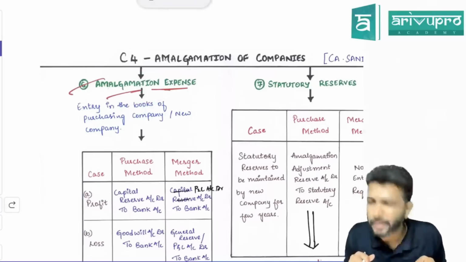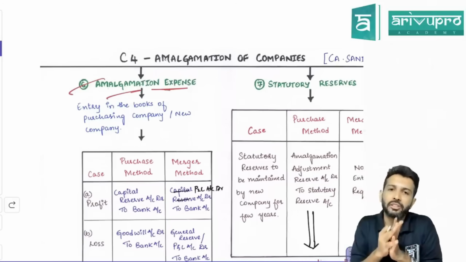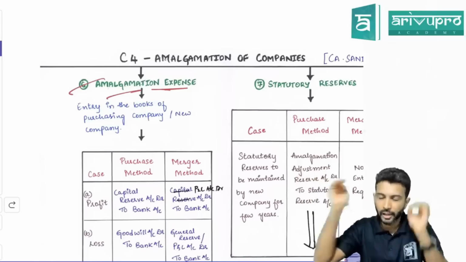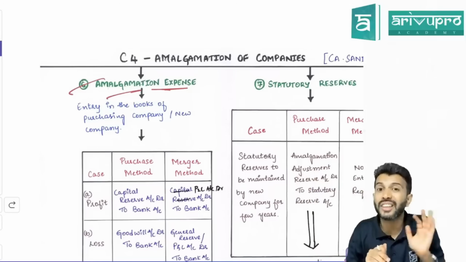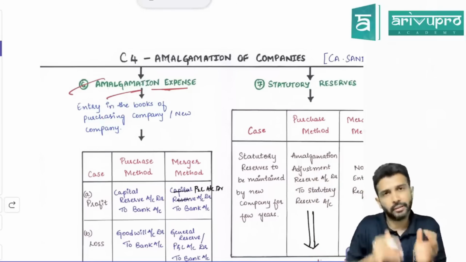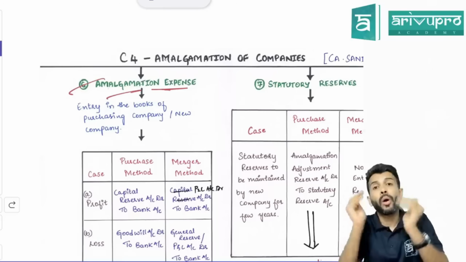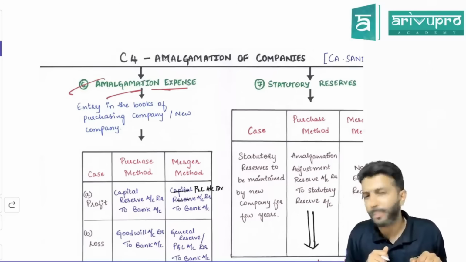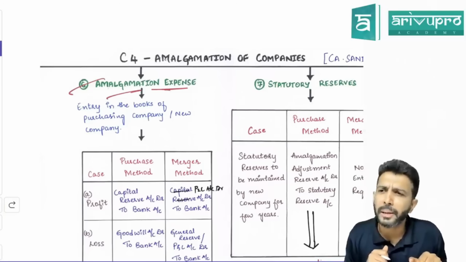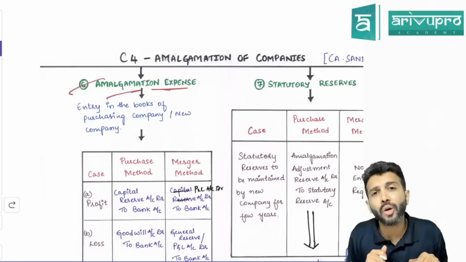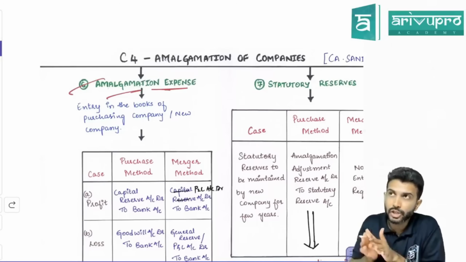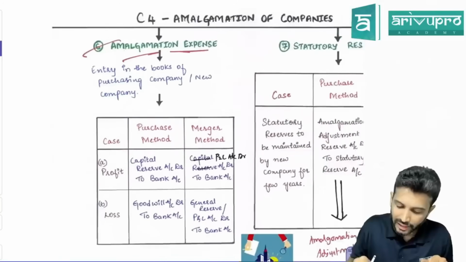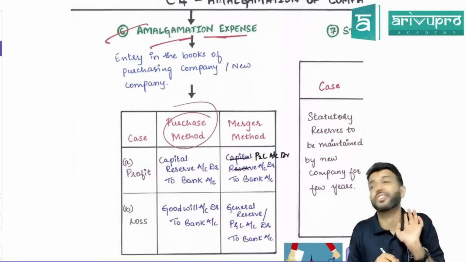Amalgamation expense. If amalgamation expense is incurred by the purchasing company, not the selling company, we need to pass one entry. Selling company, we'll see later. What entry should be passed? Easy, you credit bank account, because you paid money. The question is, what will you debit? That depends on the method and the scenario. So if you have amalgamation expense, first check whether it is a purchase method.